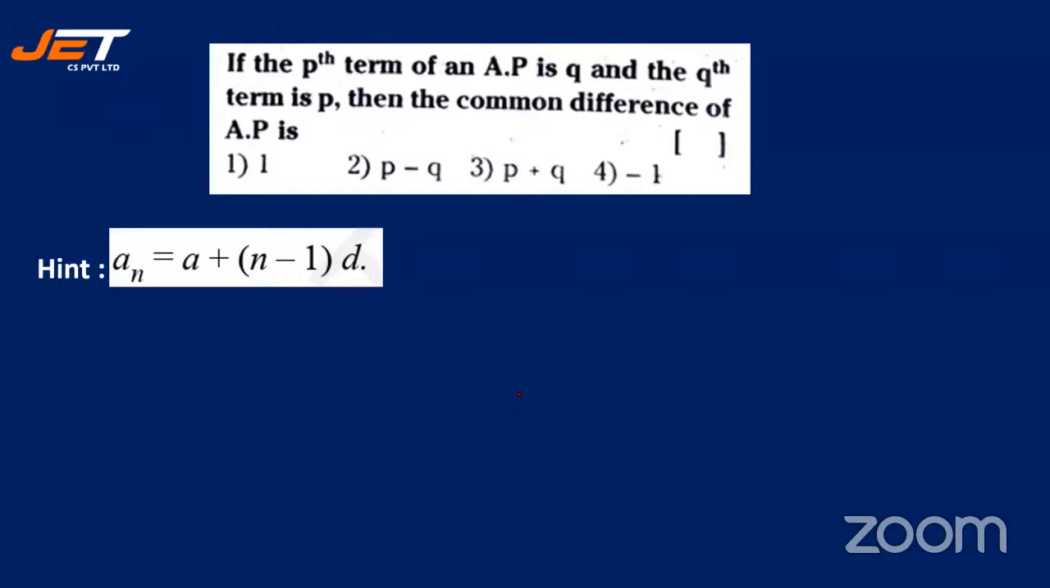If the pth term of an AP is Q and the qth term is P, then the common difference of the AP is dash. So using this formula, work it out. An is equal to A plus n minus 1 into d. All right. So the pth term means what is your n? Use the formula, right? And if it's the qth term, what is the term? Write it and then give me the answer.